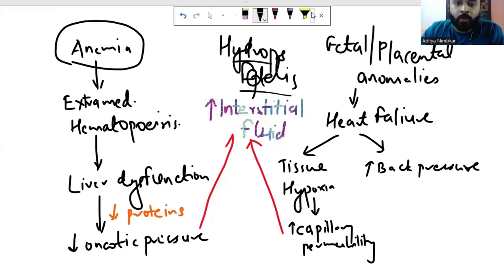So this explains the pathophysiology behind immune as well as non-immune hydrops, and why it leads to heart failure and eventual ascites, and finally Hydrops Fetalis. Invariably, with Hydrops Fetalis, because it's heart failure, there is intrauterine fetal death, and the outcomes are very, very poor.